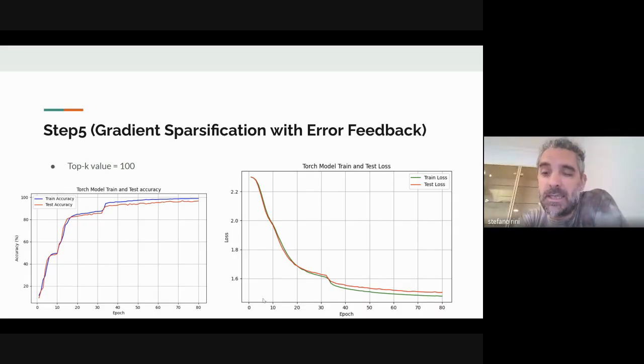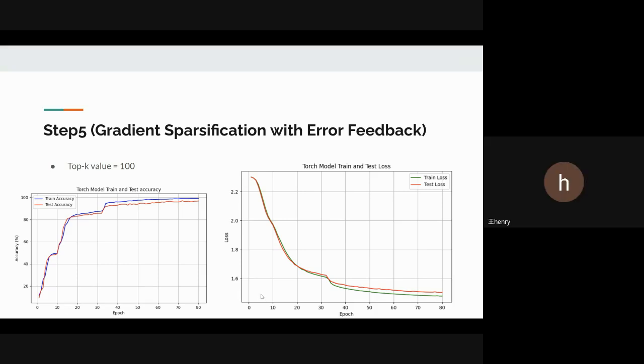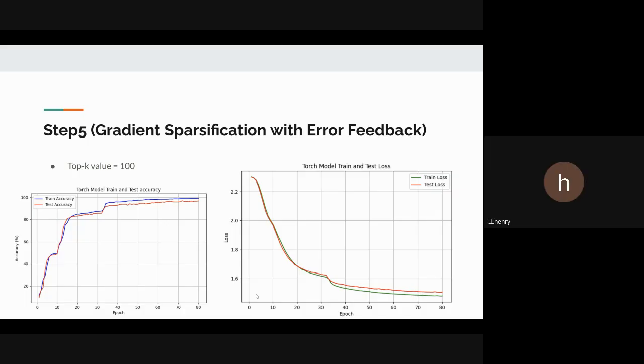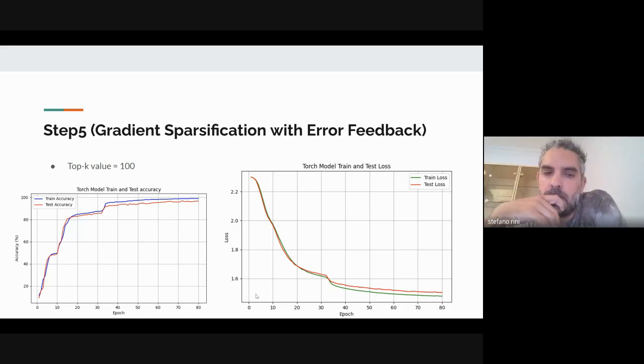Question. Is that a percentage or is it an absolute value? So there is a 10%. Which percentage is this? Like when it's 100, what is it? Is it 10%? Is it 50%? Is it 1%? What's the total number of parameters of the model?